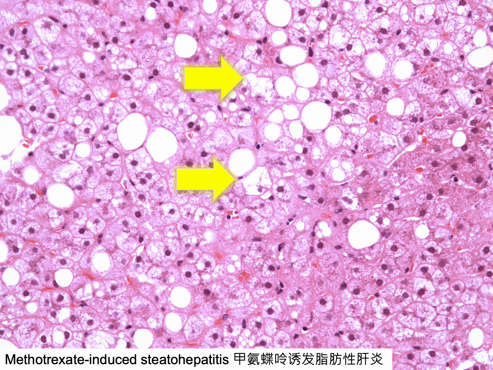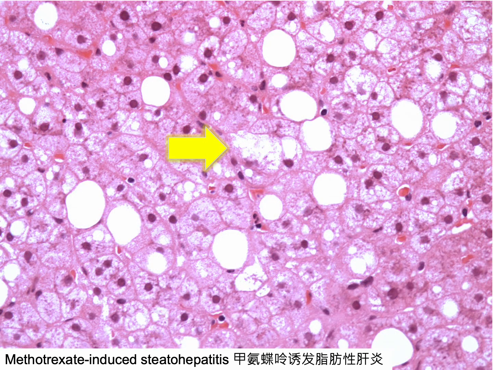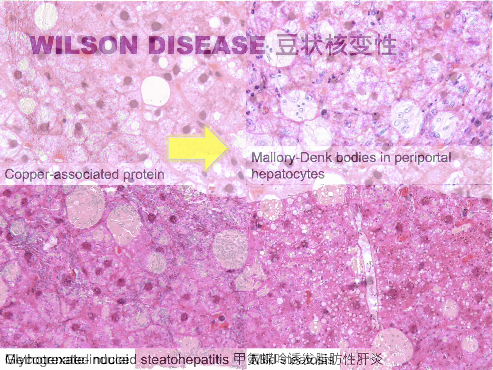This is an illustrative example of methotrexate-induced steatohepatitis. Methotrexate is a widely used chemotherapeutic and immunosuppressive agent. Patients receiving long-term methotrexate therapy may develop hepatic steatosis, which can progress to steatohepatitis and hepatic fibrosis. Regular monitoring of liver function tests and liver biopsies may be necessary to detect and manage methotrexate-induced liver damage early.